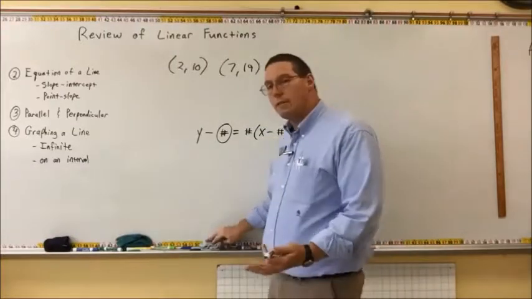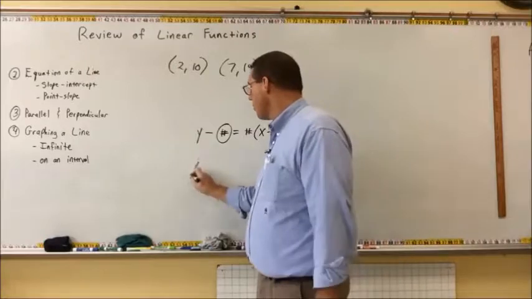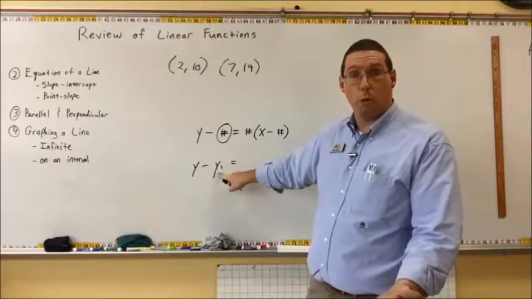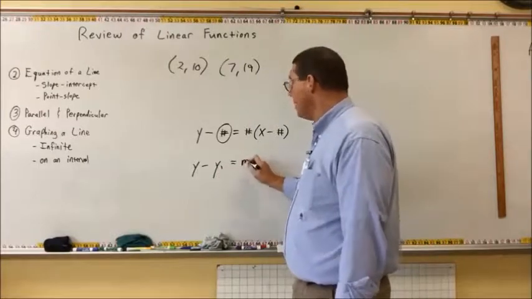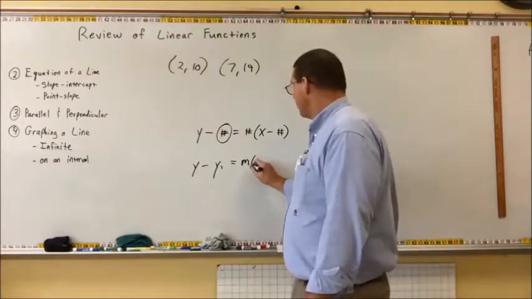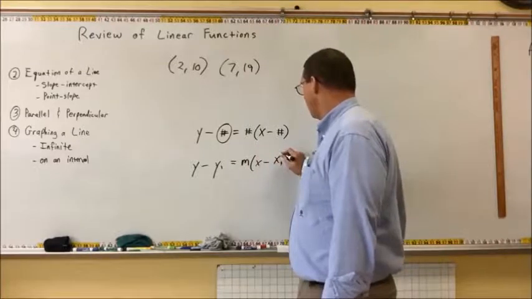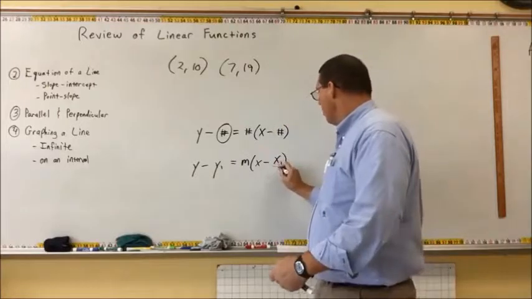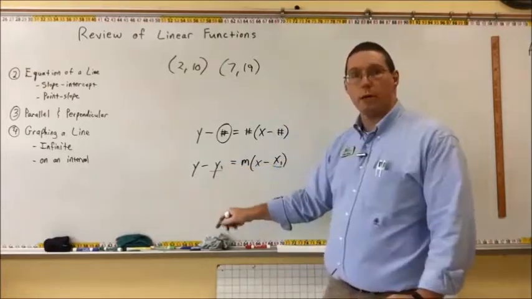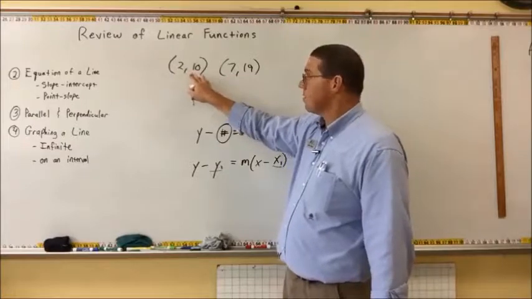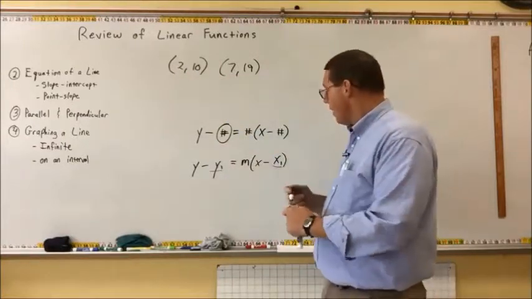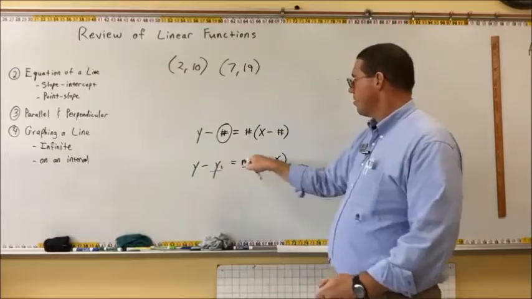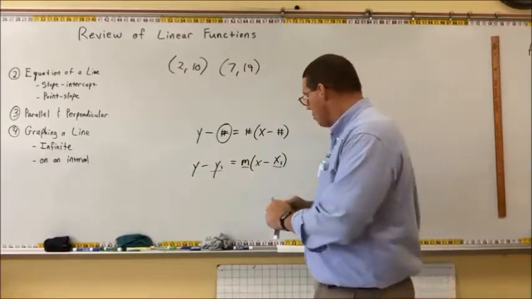But the way we write the formula is we write it as y minus y1, where y1 is a number, a y coordinate, equals m, the slope, times x minus x1. And here's where the point-slope form comes in. Here's the point, the x, y coordinate, right? All points are made up of an x and a y. And then here's the slope. Point-slope form. And this works every single time.